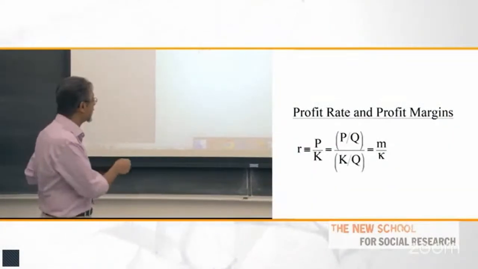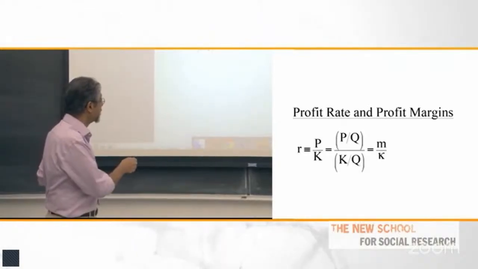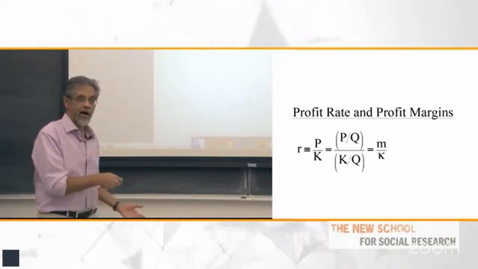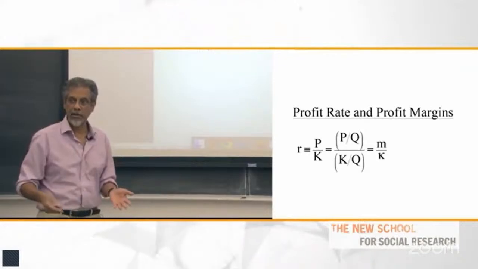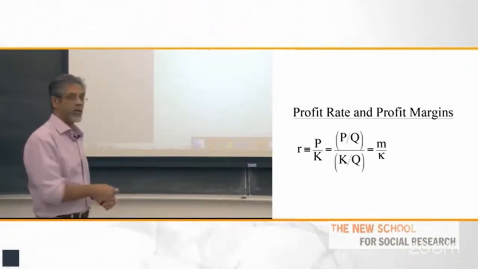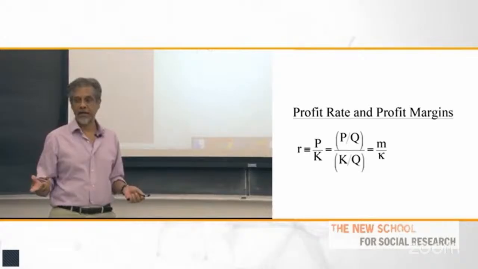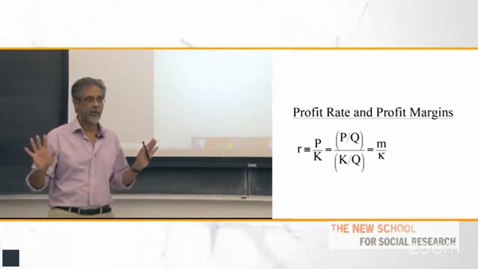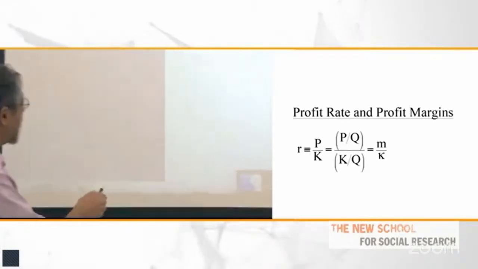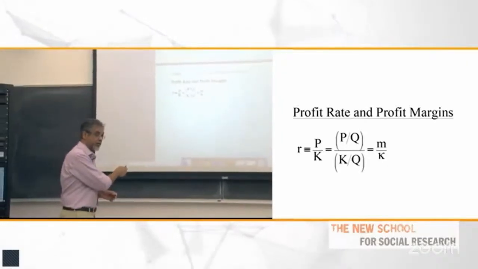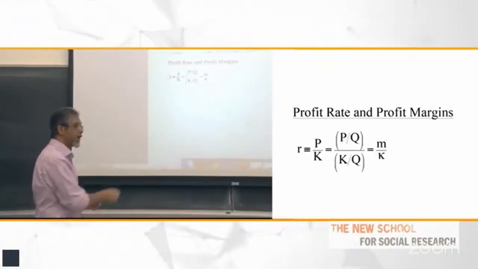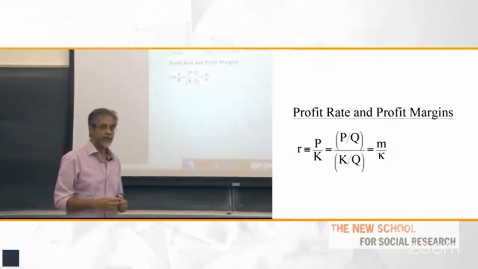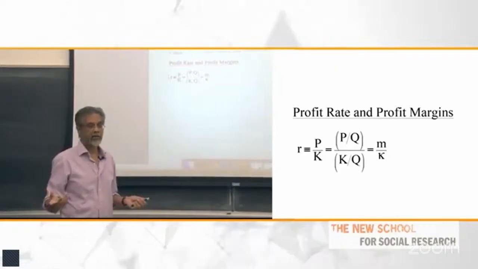P is aggregate profit, and K is capital. But I can divide the top and bottom by quantity of output, so I get profit per unit output, which is commonly called the profit margin, and capital per unit output, which is often called capital intensity. That's a trivial point, but it is important because if profit rates are equal, then a sector with higher capital intensity must have a higher profit margin. It's a necessary consequence of equalization of profit rates.